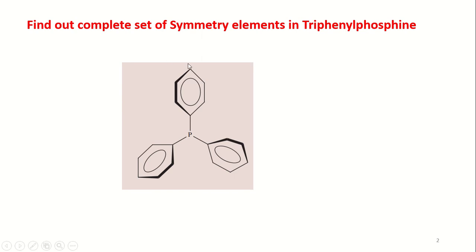So if you critically watch this molecule in a three-dimensional way, you can find that there is no sigma or plane of symmetry present in the triphenylphosphine molecule.